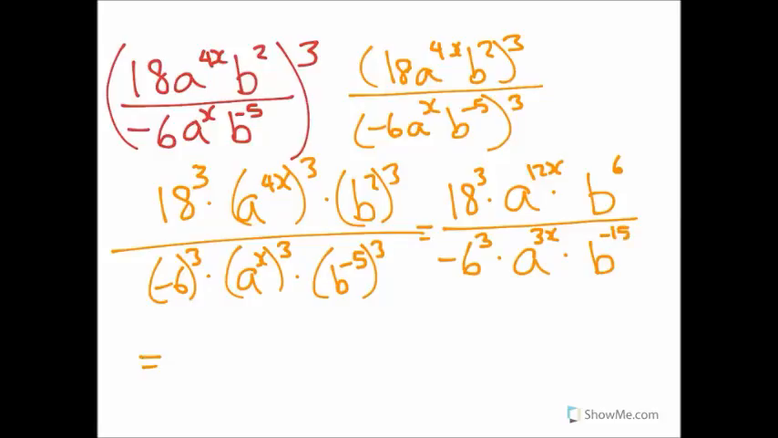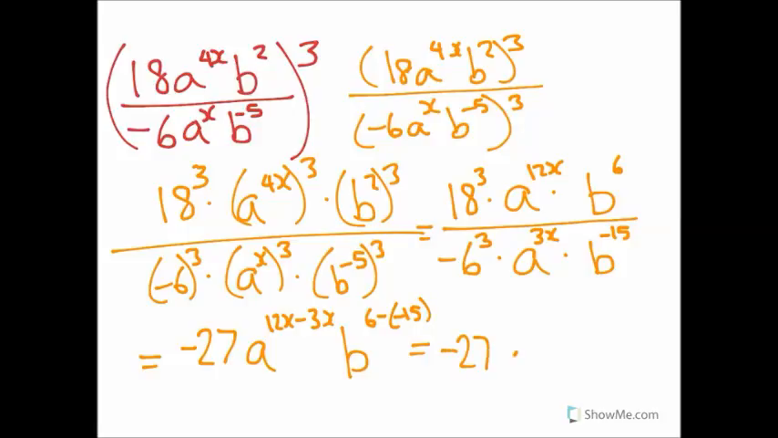And now, the constant term in front is negative 27. We can take a to the 12x minus 3x, and then b to the 6th minus negative 15. And so this reduces to negative 27 times a to the power of 9x times b to the power of 21.